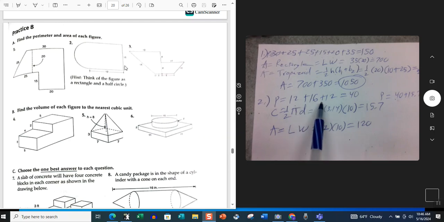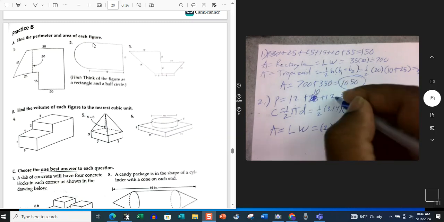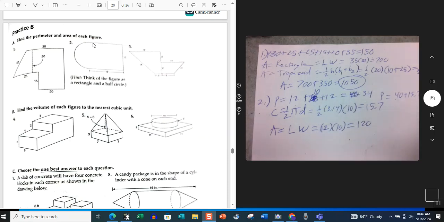But up here, I don't know why I got 16. This should be 10, not 16. Because remember, the perimeter is the distance around. So this is supposed to be 12, 10, and 12. So I made a mistake here. So that'll be 10. So this will give us 34. So it should be 34 plus 15.7, which will give us 49.7.